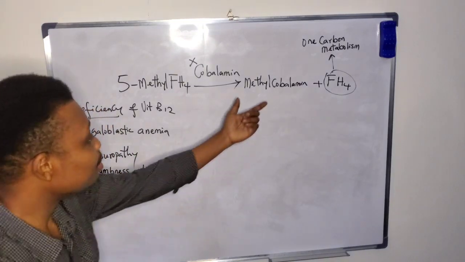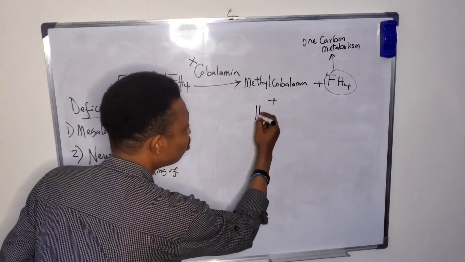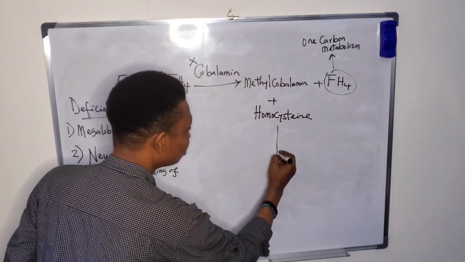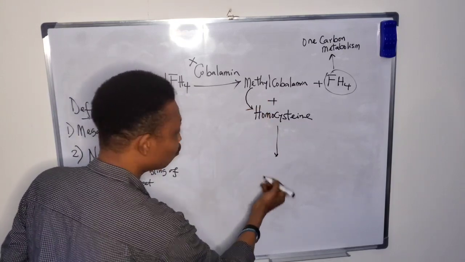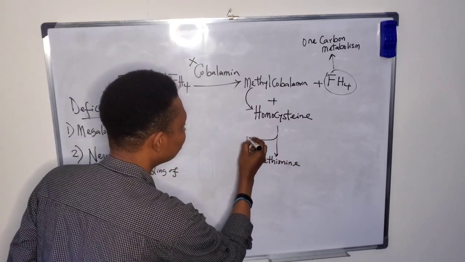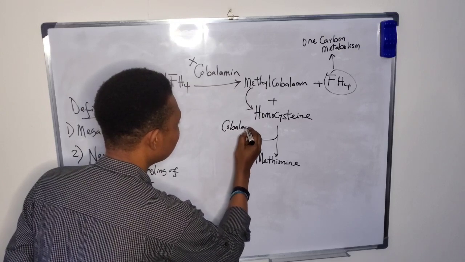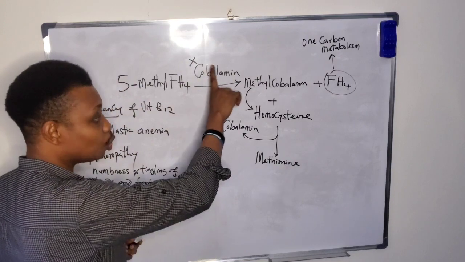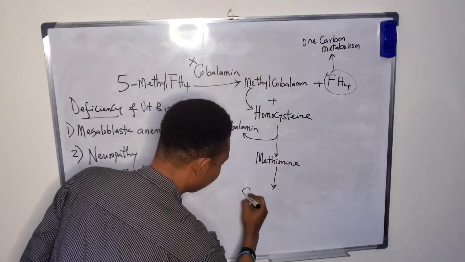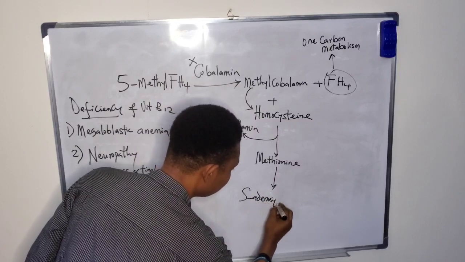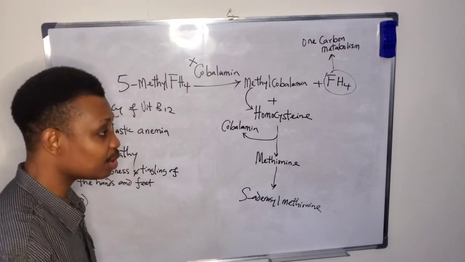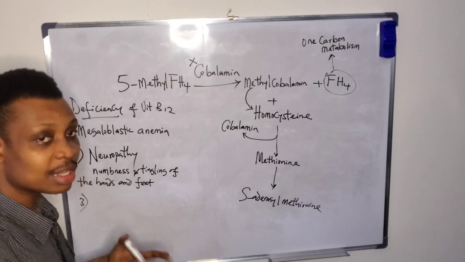In my previous class, I also stated that methylcobalamin we have to combine with homocysteine, and that this will result in the production of what? There will be a transfer of this methyl group to homocysteine to form methionine, while cobalamin will go back into the circulation to continue the process, and that this methionine is a precursor, okay, to S-adenosyl methionine, which also stated that this S-adenosyl methionine functions in the transfer of methyl group to several molecules.